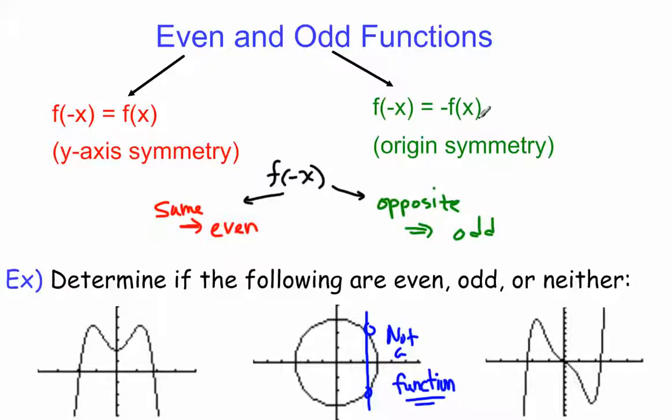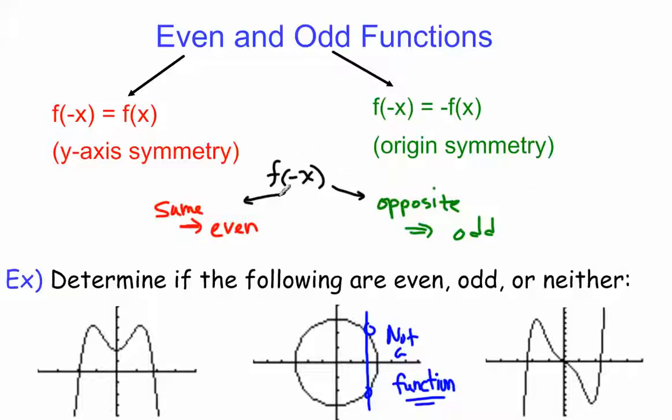I can do a test for these visually too in some cases. If it's an even function, it should have y-axis symmetry. It's going to fold along the y-axis. If it's an odd function, it should have origin symmetry. Okay, it's going to be that double fold or 180 rotation.